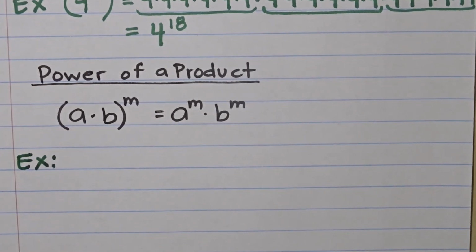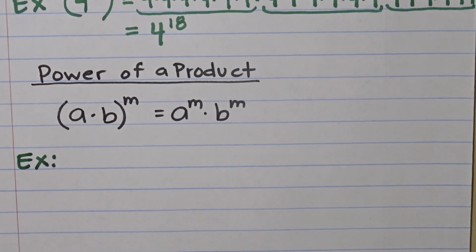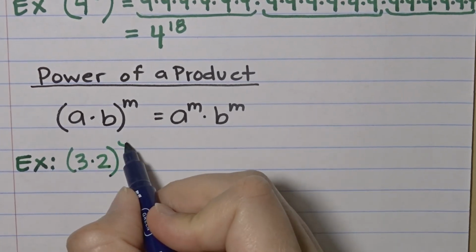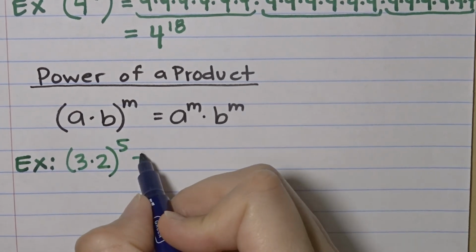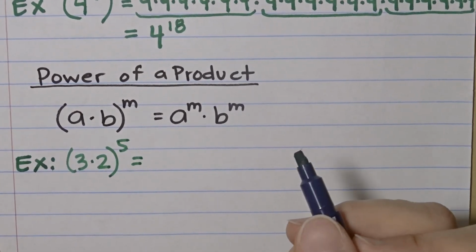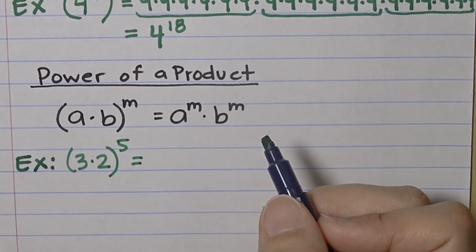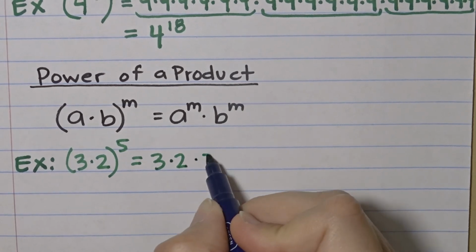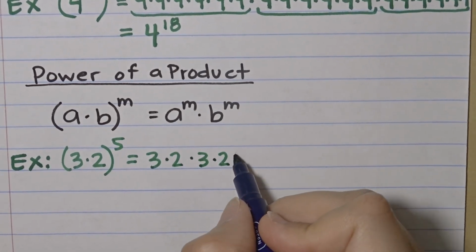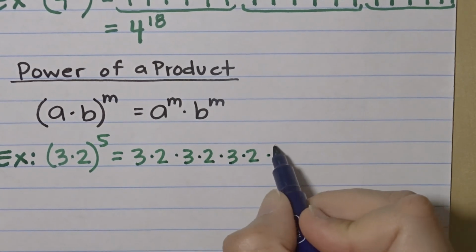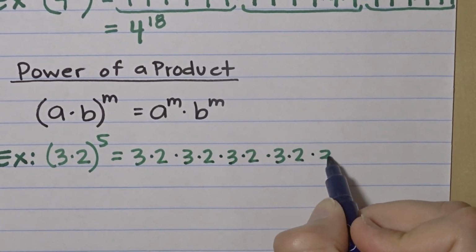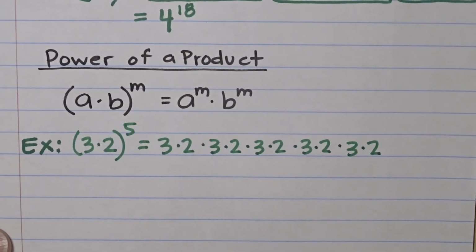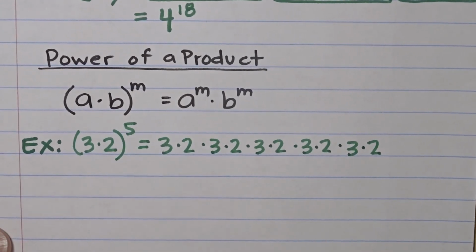An example would be, let's say, 3 times 2, and we'll say it's to the 5th power. So what does that mean? It means I'm going to have 3 times 2, 5 times. 3 times 2, 3 times 2, that's 2 times. That's 3 times. That's 4 times. That's 5 times. So I have 3 times 2, multiplied by itself 5 times.